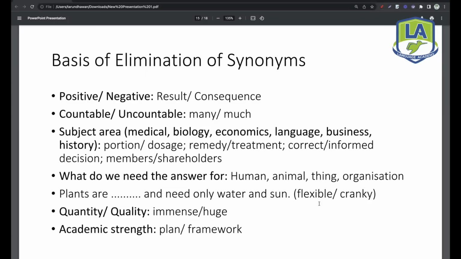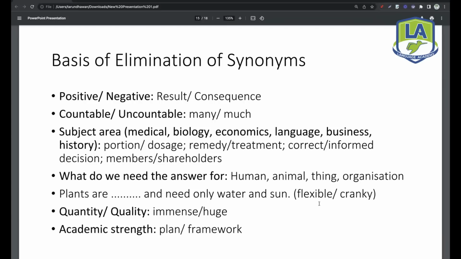Similarly, members and shareholders, if the topic is about society, we'll go with members. If the topic is about business, share market kind of thing, then we'll go with shareholders. So the context, the subject area can also be a factor in taking your final call for your answer.